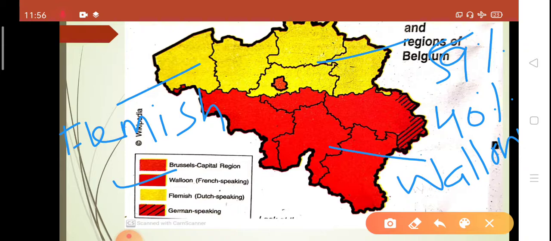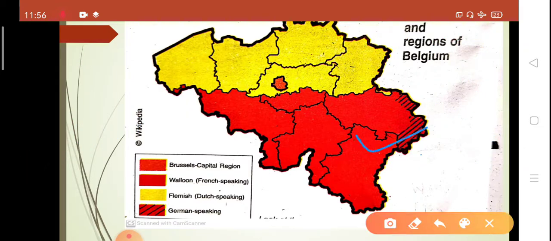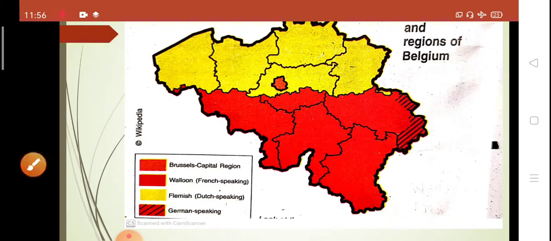However, even though the Dutch speaking people were the majority community, they were relatively less rich and powerful. That means all the people living in this red region, who spoke French, were relatively more powerful and rich, because of which there were tensions between both these communities, the Dutch and the French speaking community, during the 1950s and 60s.